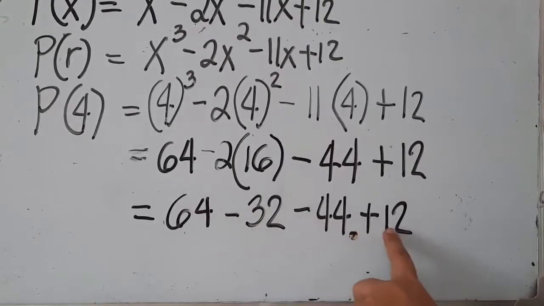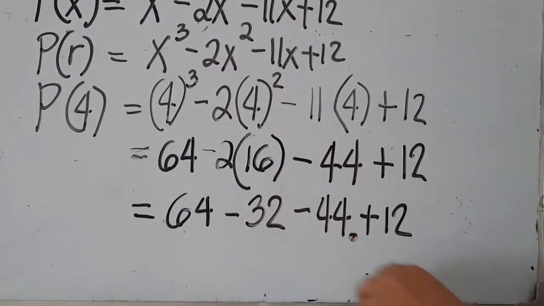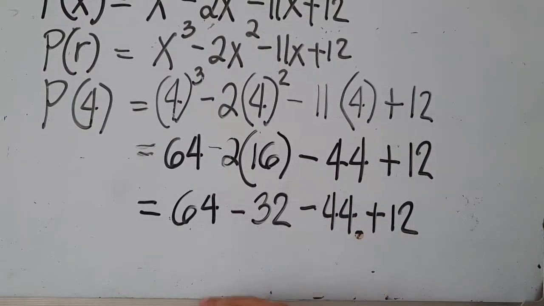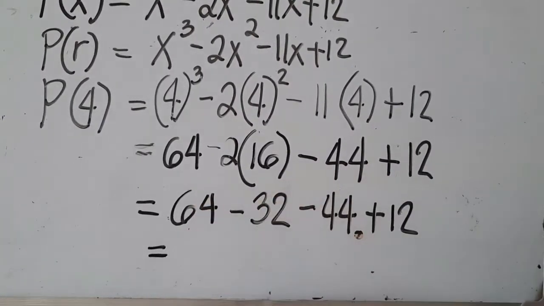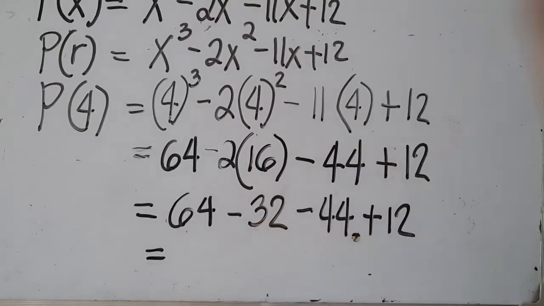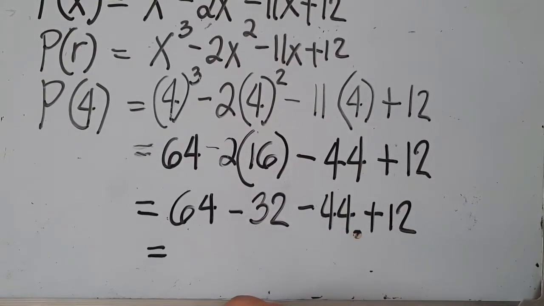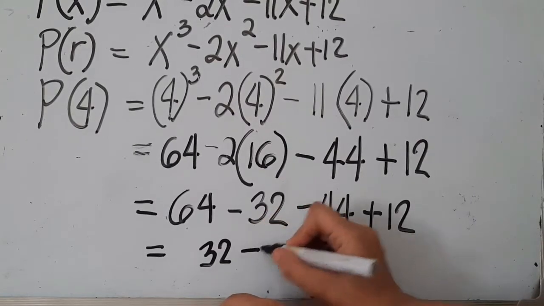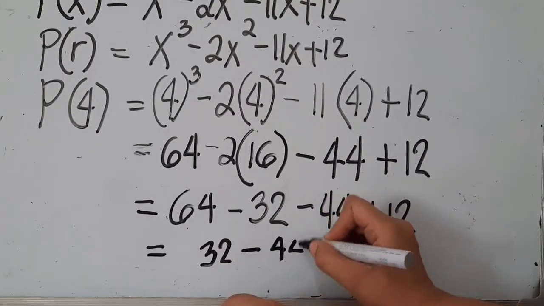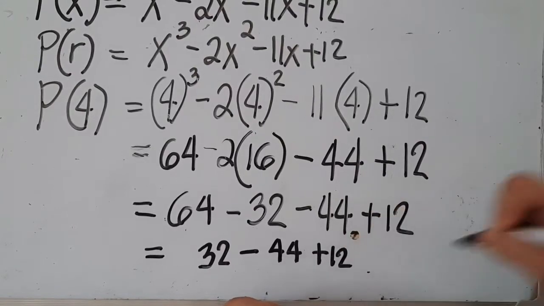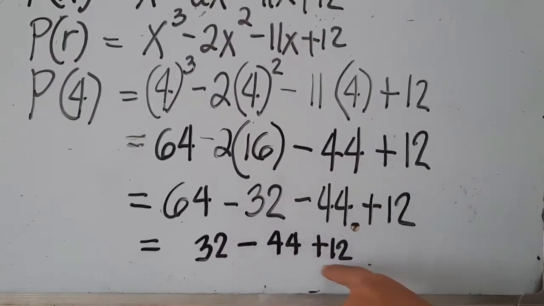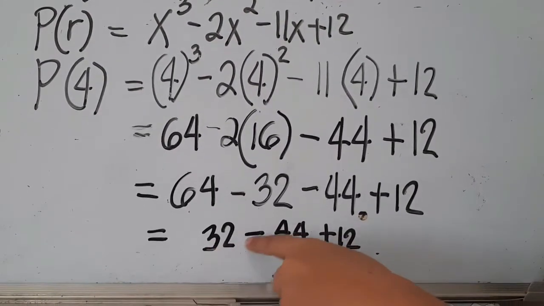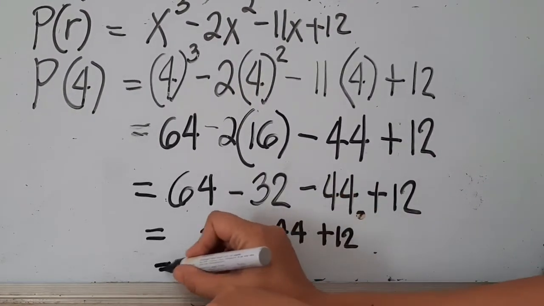Since this is addition and subtraction, you can subtract and add whichever comes first. So 64 minus 32, how much is that one? Yes, that is equivalent to 32, minus 44 plus 12. Or you can use your calculator. You can do 32 minus 44 plus 12, or you can do 32 minus 44 first. So you can have that one.